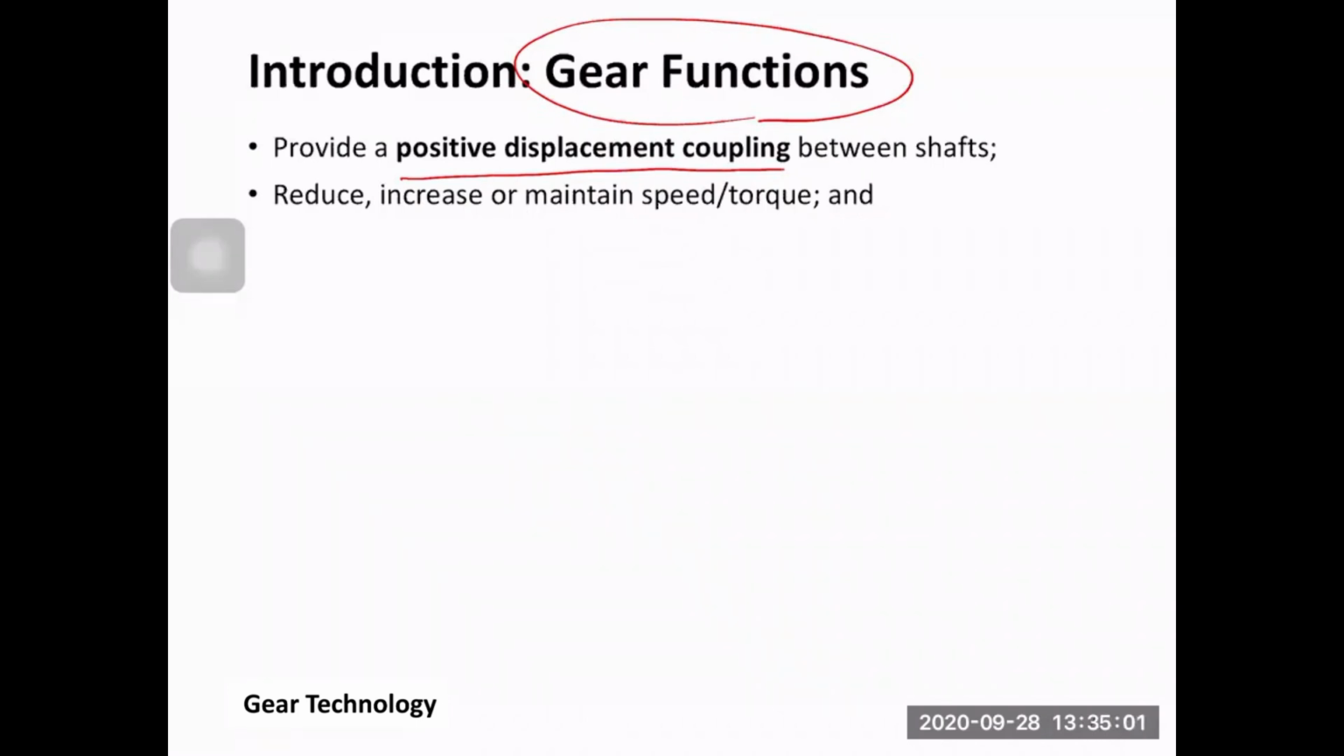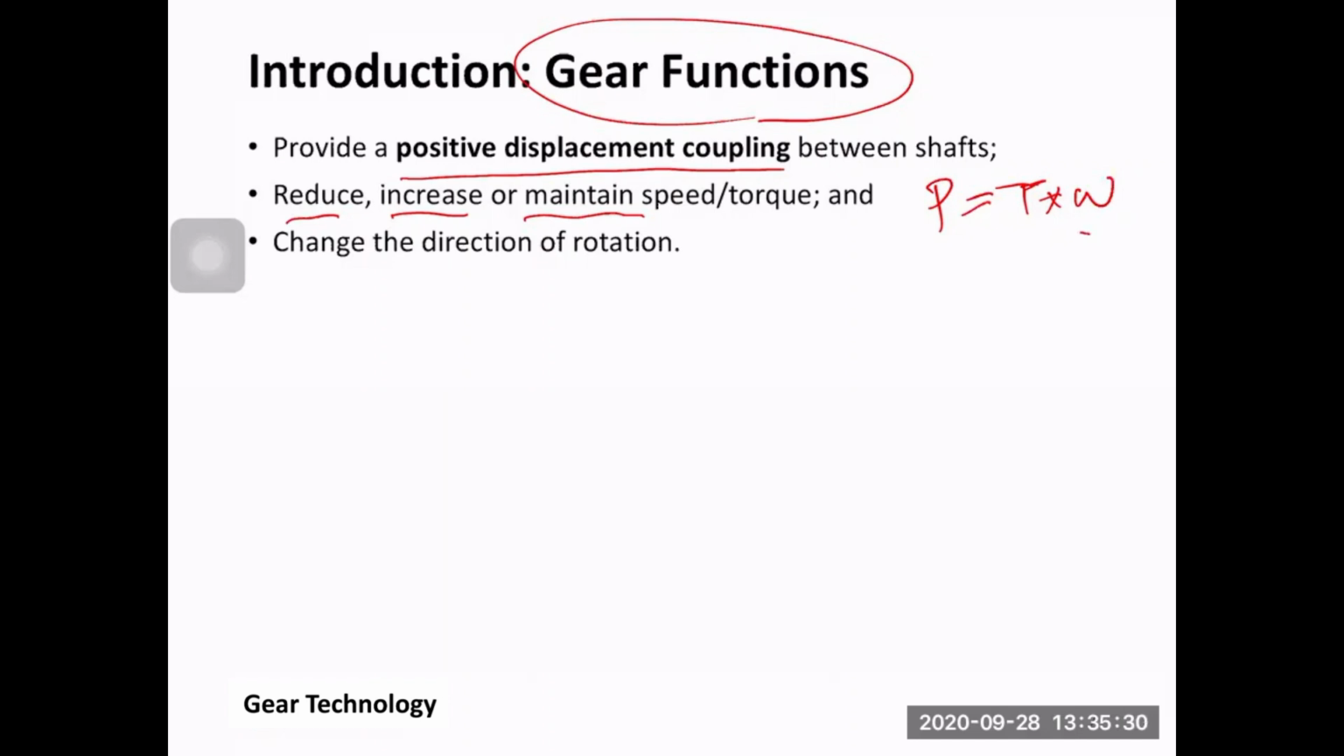So we can use gears either to reduce the speed and the torque, to increase the speed or the torque, or to maintain the speed and the torque. So the power is equal to torque times omega. So it depends on what you need to do with your gears. You can maintain the speed between two shafts. You can increase or decrease the speed. You can increase or decrease the torque. Okay. It can also be used to change direction.